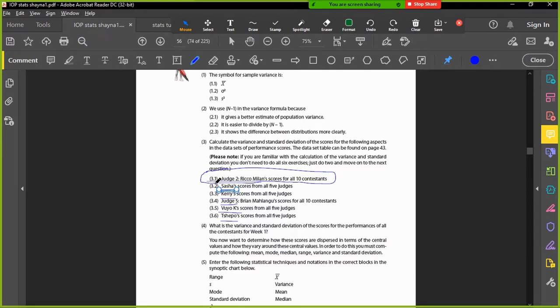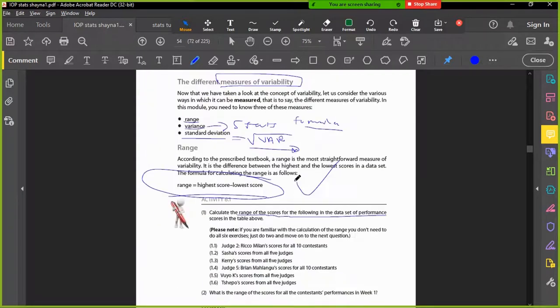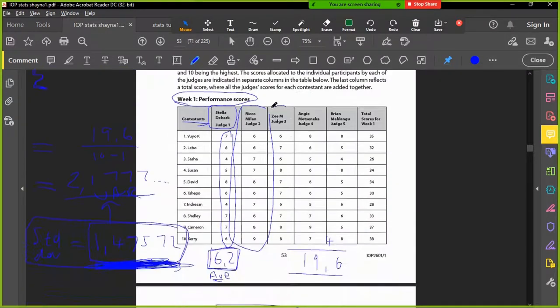You've got 1, 2, 3, 4, 5 other practice questions to do variance and to do standard deviation. Grab the table. Okay, there's Judge 3, Angie, Brian, all of them. Okay, I think if it's Tepo, it's the other way around. So it's going this way as well. What do you mean it's going this way? It's going this way and it's going that way. Oh, okay. Because Tepo isn't a judge. Tepo is a contestant. Yeah, that's why in the beginning I was confused.